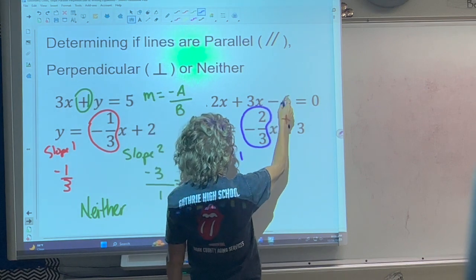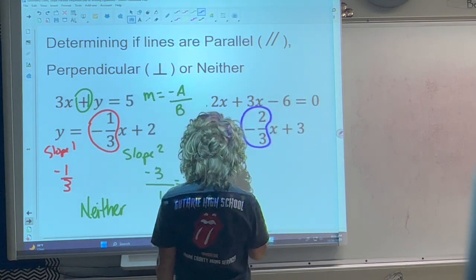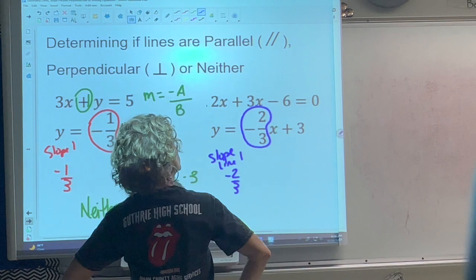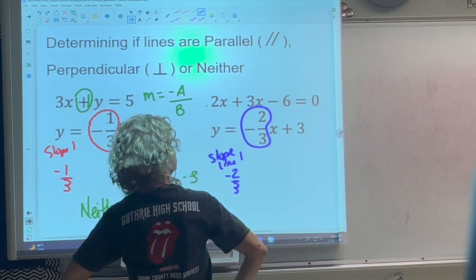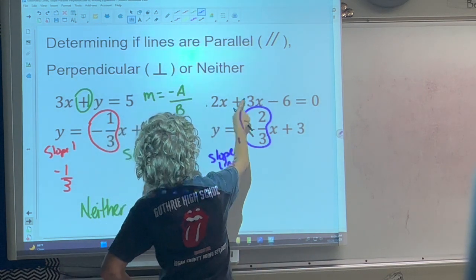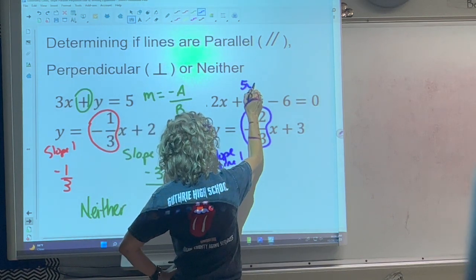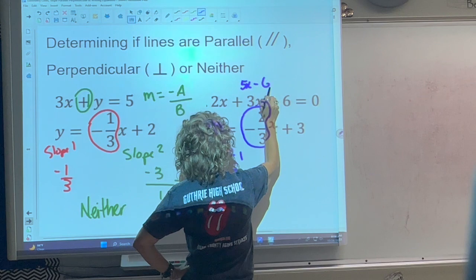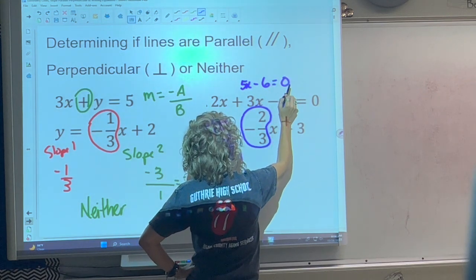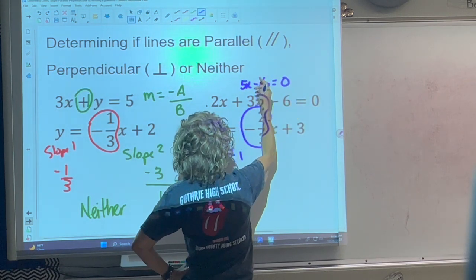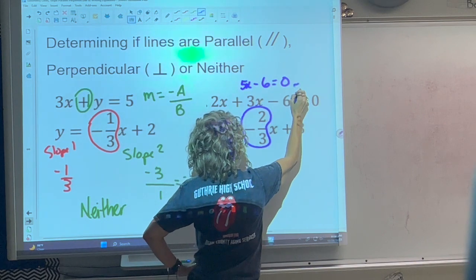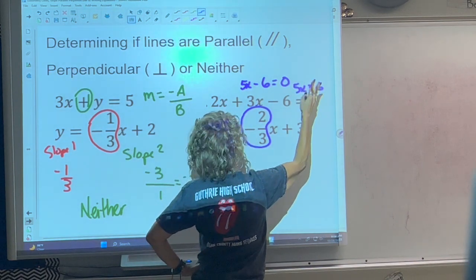Okay, I don't care about that 6, X and Y. Oh, that's 3X and 3X. Oh, look at that. That is not a Y. 2X plus 3X, we need to go ahead and simplify that. That's 5X minus 6 equals 0. Okay? Add 6 to both sides. So 5x equals 6. I've gotten standard form.